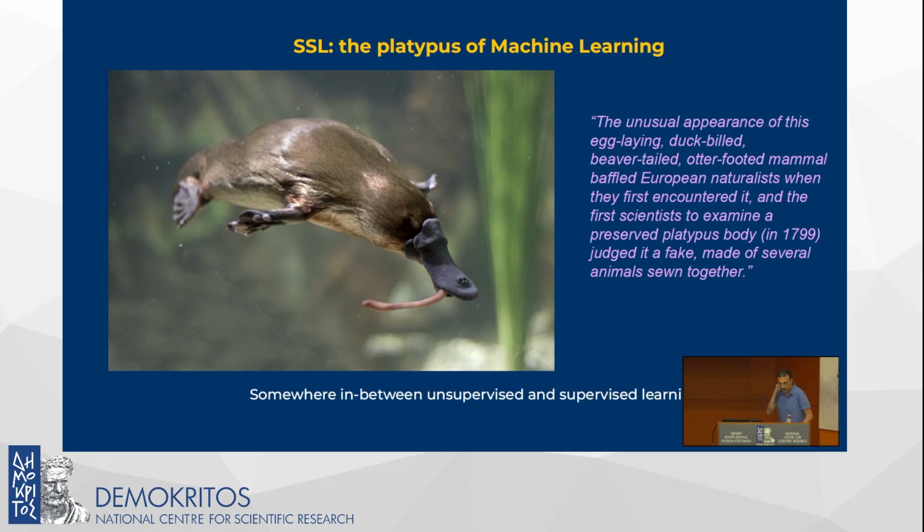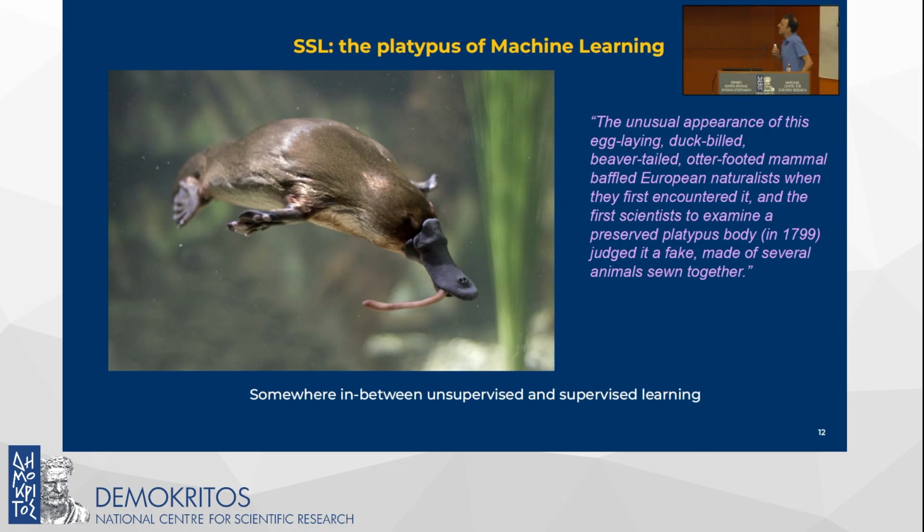So basically, one can think of SSL as the platypus of machine learning, because the platypus is an animal that looks like a mixture of many different animals. And similarly, you can think of SSL as a mixture of unsupervised and supervised learning. So basically, as I said, we're doing unsupervised learning by using supervised learning approaches.